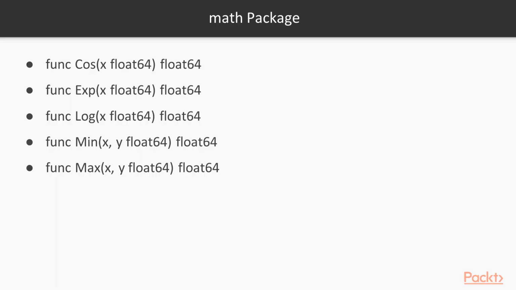The next package we're going to look at is the math package. The math package contains functions to calculate trigonometric functions, exponents, and logs, and also to find the min or max of two numbers. Now, all of these functions are written for numbers of type float64. This means that if you want to use them with integer variables, you need to convert your int variables to float64 before passing them in, and convert the output to an int afterwards.